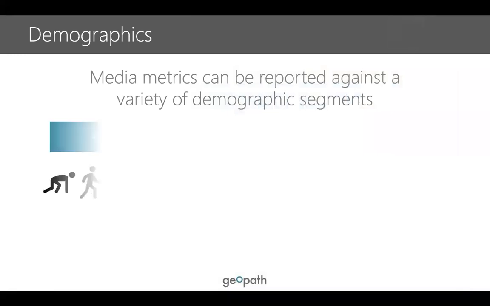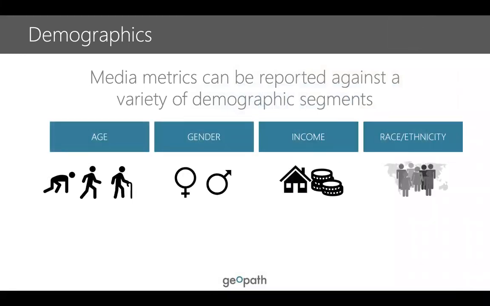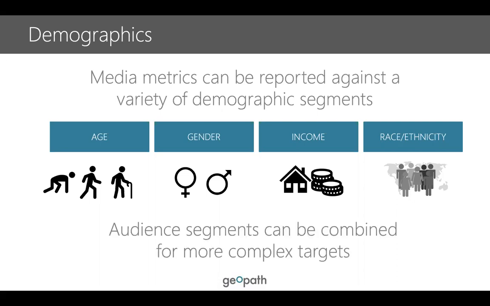With the geography component of the universe explained, let's dive into the other component of the universe, the demographic profile. In general, media metrics can be reported against a variety of demographic segments, such as age, gender, income, and race or ethnicity. Additionally, advertisers can also combine multiple audience segments for more complex targets, such as males 18 to 34 with a household income of 75 plus. I would also like to note, within the GeoPath Insight suite, you're also able to use complex target audiences, such as the consumer profiles and behavioral segments sourced through our partners at Claritas.